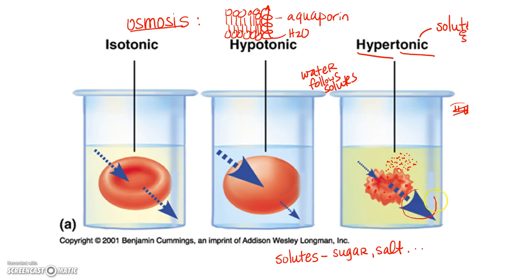And notice this big arrow right here. That means water is leaving the cell. And they're mainly leaving because they're attracted to all these solutes. So maybe a little bit's coming in, but a whole lot's going out.